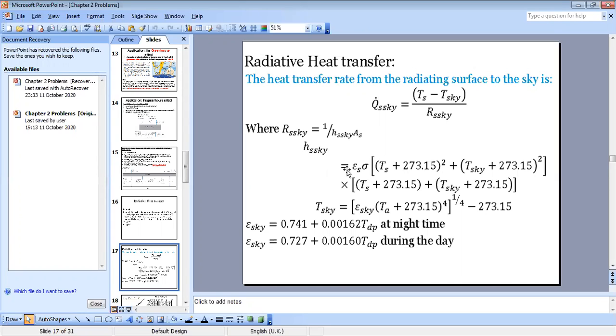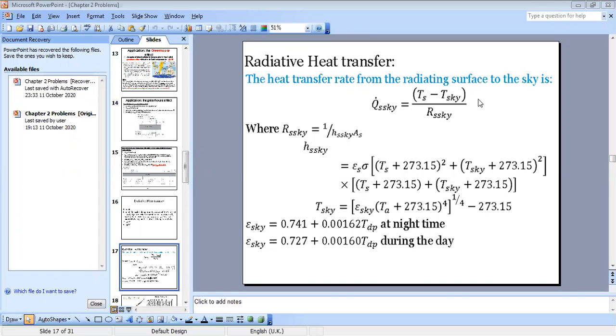Okay? They gave you here that the heat transfer rate from the radiating surface to the sky is given by the following formula. So you have Q dot of radiation between the surface and the sky is equal to T surface minus T sky over the resistance between the surface and the sky. Already you are familiar with this type of formula.